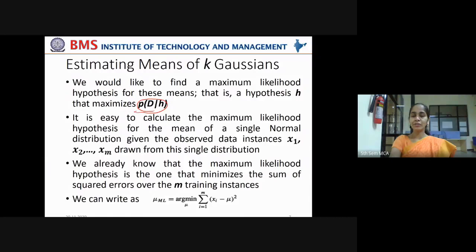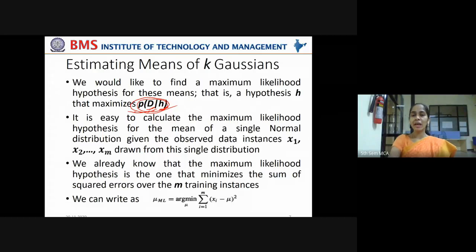So we would now like to find a maximum likelihood hypothesis for these means mu1, mu2, mu3 and so on. Because we have only two distributions, our hypothesis is to find the maximum likelihood of these two means. But if you have many normal distributions, then you have to find out from that set of means which has the most likelihood. That is a hypothesis h that maximizes the probability of observing the data given the hypothesis.